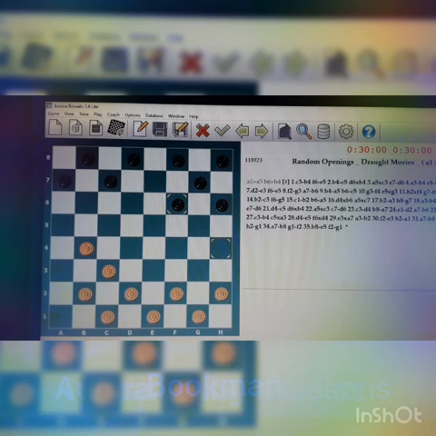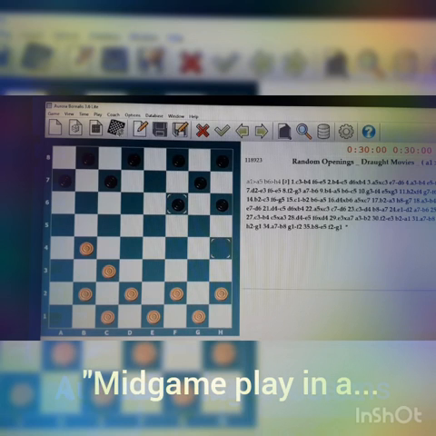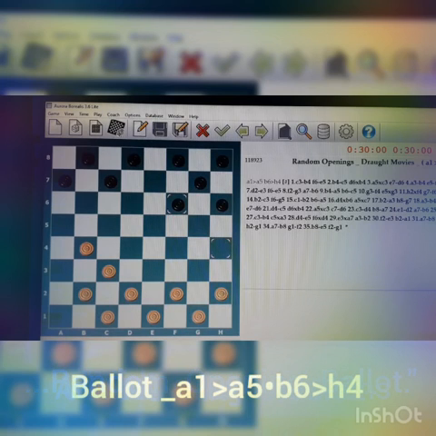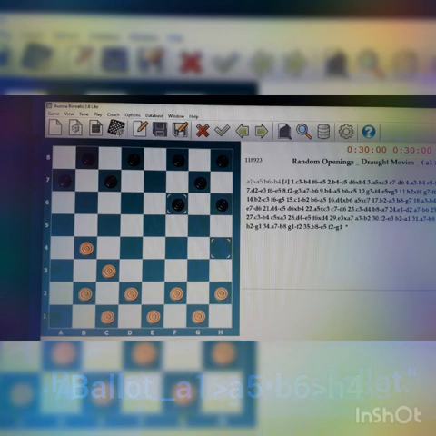For those who have been following my first lesson, this is a continuation of lesson 1. In this lesson, we'll be focusing on mid-game play in a random opening ballot. So this is part 2 of the ballot A1, A5, B6, H4. We'll be focusing on the ballot continuing from the mid-game.